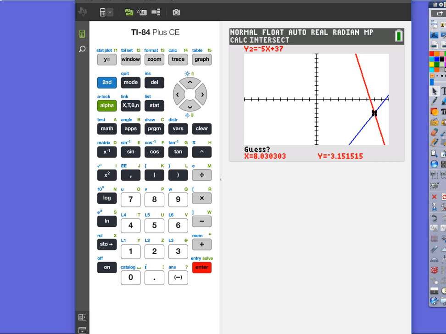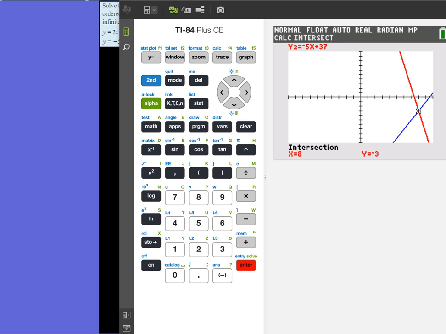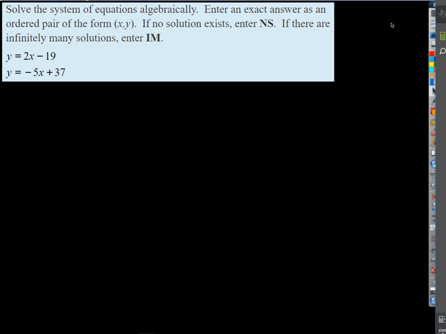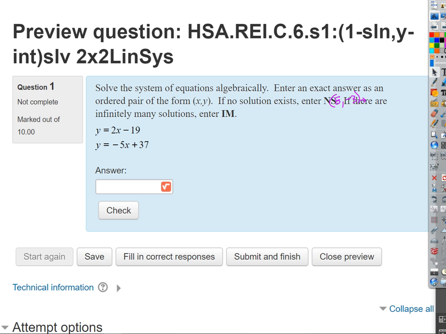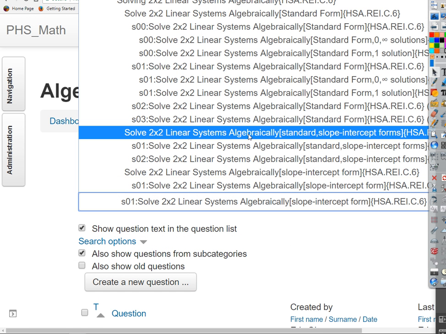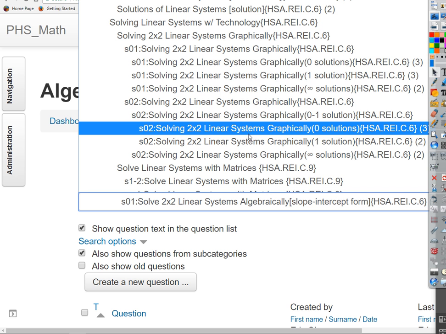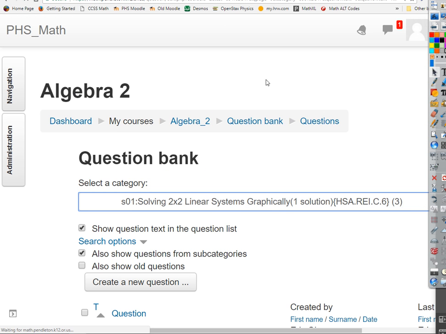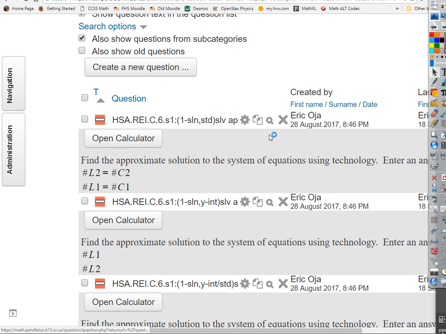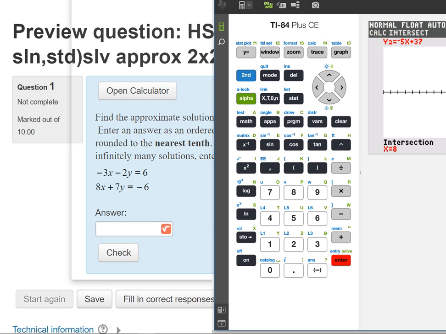There's another way to do this too. Actually, let me show you one more example on the graphing calculator. Let me do one. Yeah, let's try one like this. Okay, so what about something like that?